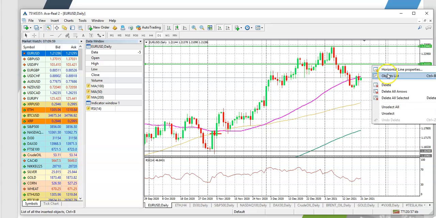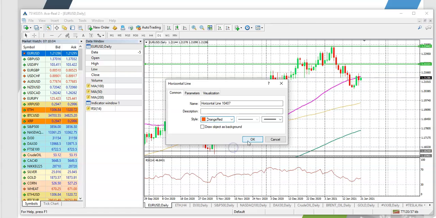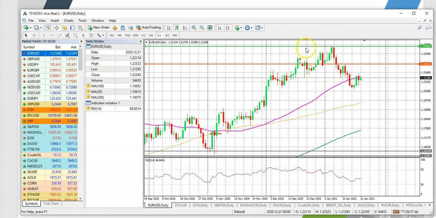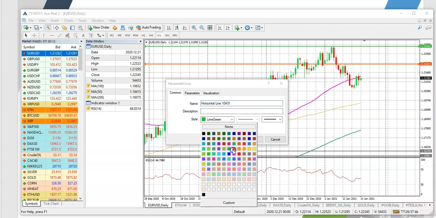Since these are your resistance zones, remember, we always try to put our resistance zone lines in red, not in green. Green is the color for our support zone lines, not for our resistance zone lines.